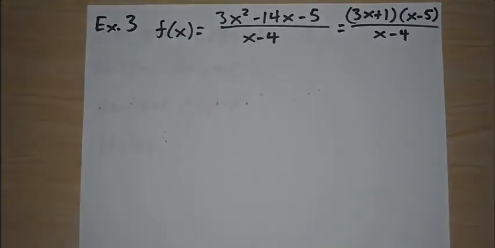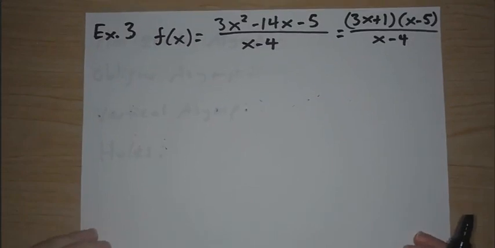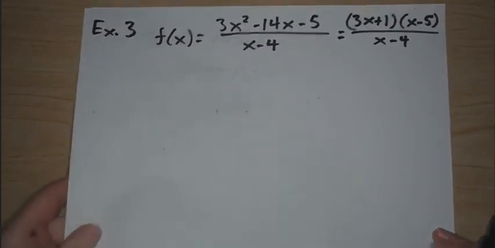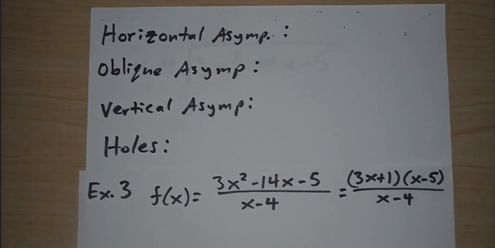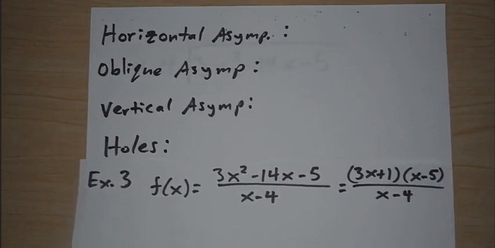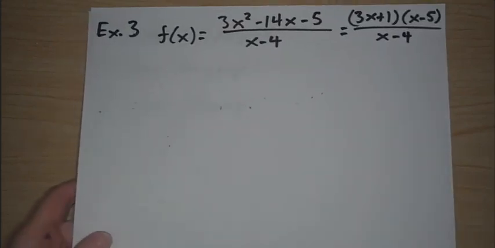This is example 3 of the Rational Functions Part 2 lab. We have the following function. We want to find some attributes of this function, such as horizontal asymptotes, oblique asymptotes, vertical asymptotes, or holes, if it has any of the above.